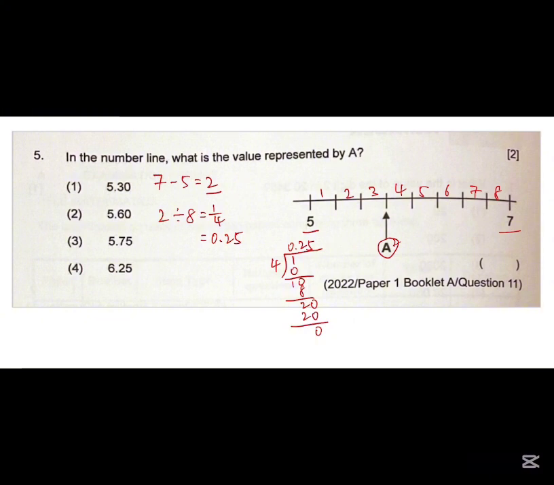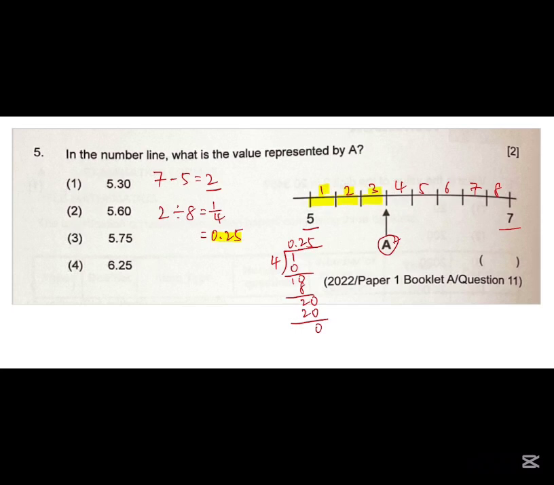So now I know that each of these gaps over here, for example, this gap, and this gap, and this gap, each of these gaps has a value of 0.25. Okay, so now let's see from the number 5 to A, how many gaps do we have? We have gap 1, gap 2, and gap 3, right? So for 3 gaps, what's our value? We take 3 times 0.25, that will give me 0.75. Okay, so once again, if you're not sure, we can calculate it like that.